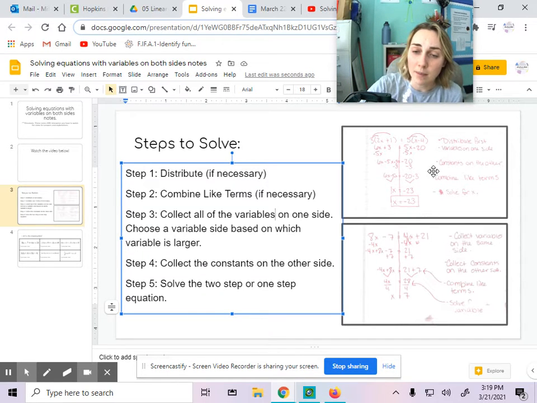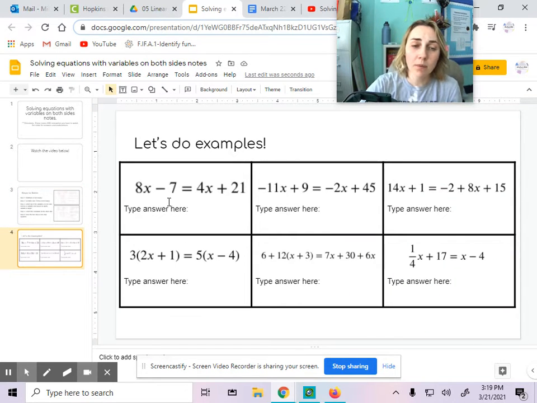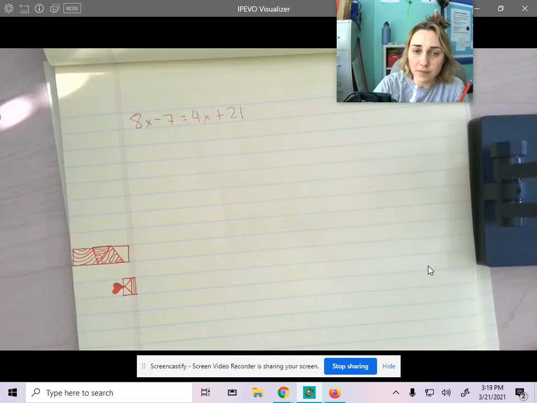And again, here are the steps as well for multiple questions. But let's go ahead and solve this real quick. So the first question we have right here is 8x minus 7 equals 4x plus 21. So in this case, you're not going to have to use the distributive property, and you don't have to combine like terms. But what we are going to practice is choosing a variable side and then choosing a constant side. All right, so let's do this.